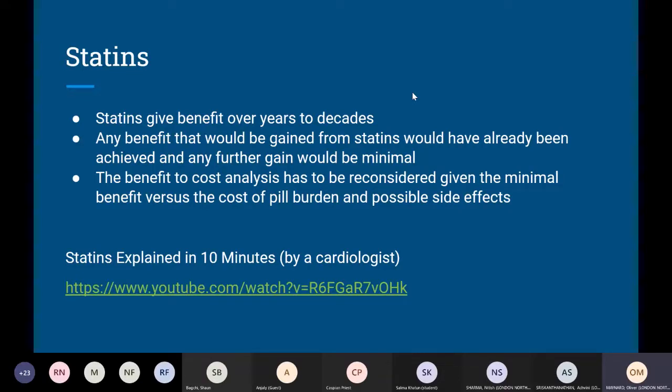So if you want to understand more about statins, there's a really good video by Rohan Francis, who's a cardiologist who also is a YouTuber, and he explains statins and the benefit that people derive from them. And it's a really good video to direct your patients to as well. It gives a really clear understanding of the pros and cons of statins.